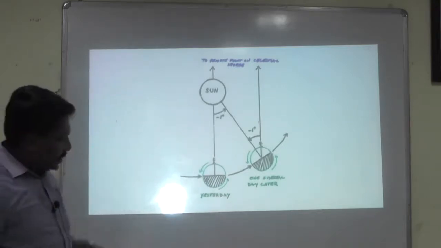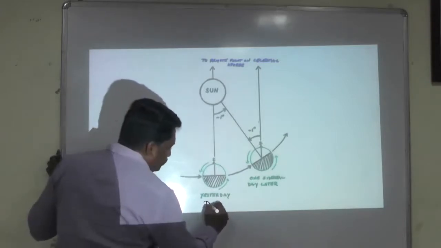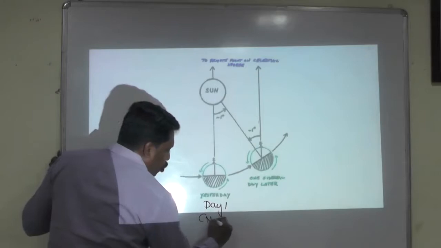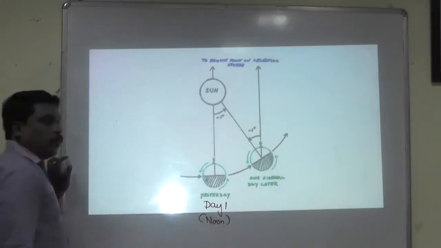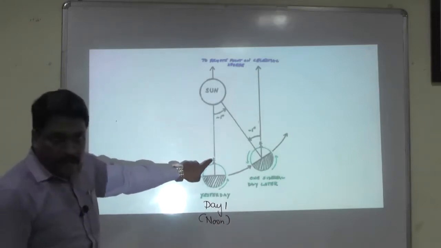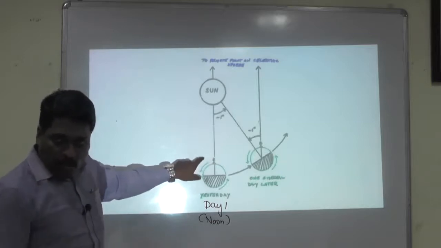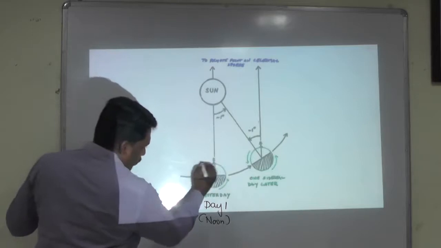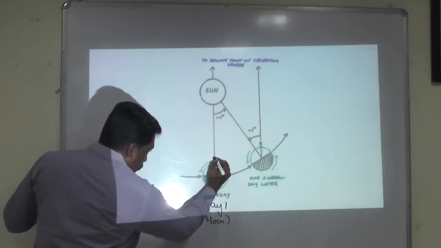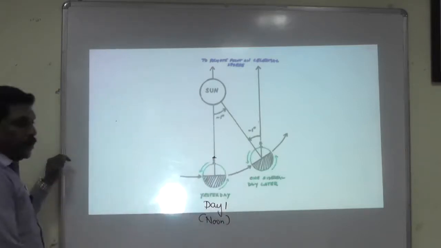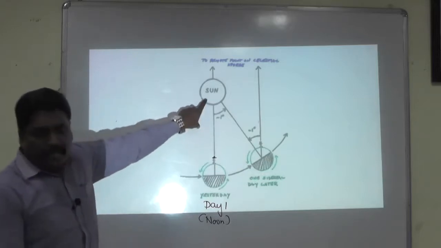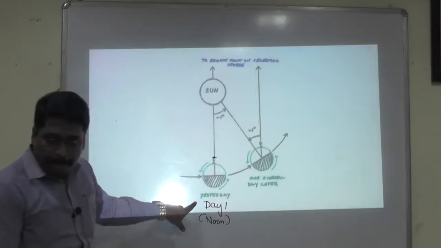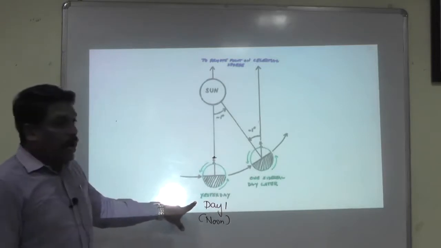Say for example, day 1. Assume that it is noon of day 1. What is noon? The sun is placed exactly above one's head. Here I have put a very poor gentleman with a cap, since it's very hot. The sun is exactly above his head. Can I call it noon? Yes.